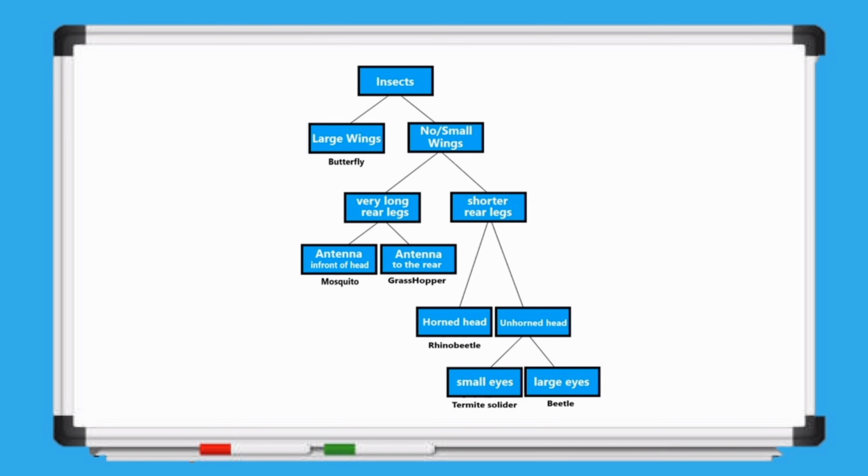or large eyes. Small eyes identify a termite soldier, while large eyes identify a beetle. This is how this key uses a series of paired questions to systematically identify different types of insects based on their physical characteristics.